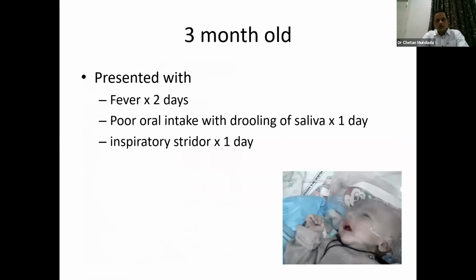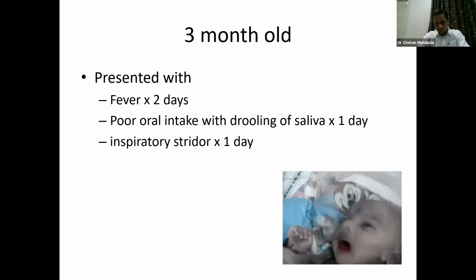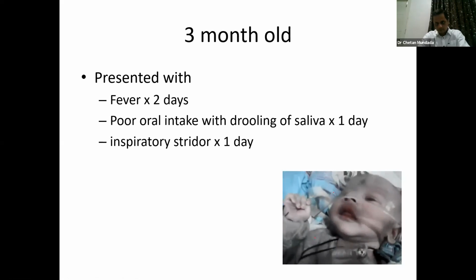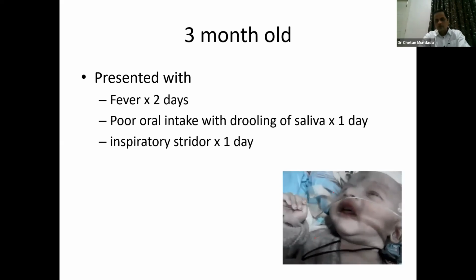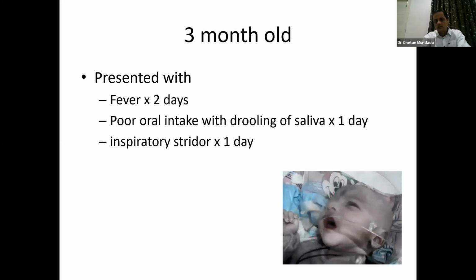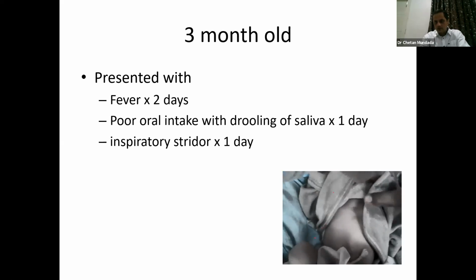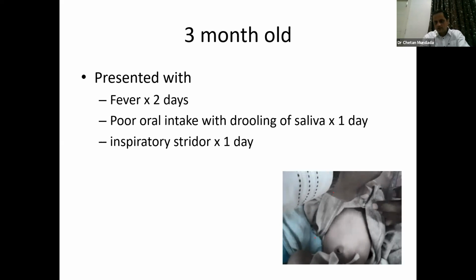So this is a 3-month-old child who has presented with fever of 2 days, poor oral intake, and with drooling of saliva since 1 day, and he has an inspiratory stridor. So this is a toxic child with fever, who is not eating well, and who is drooling his saliva. With the inspiratory stridor, which is so easily audible, and the respiratory distress, which is very, very severe.